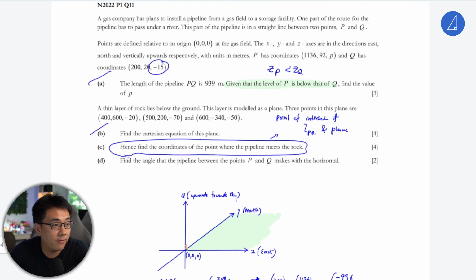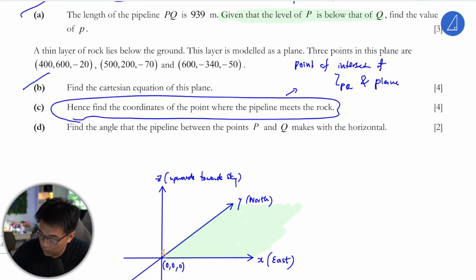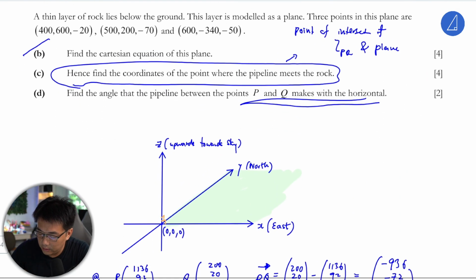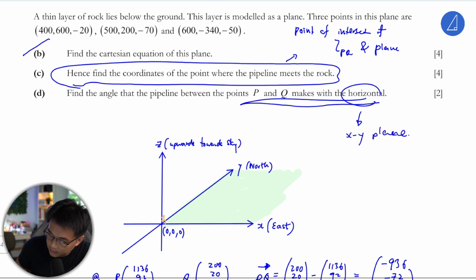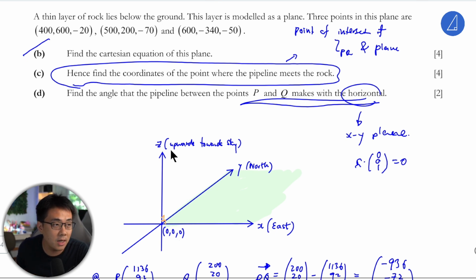So we look at the last part, find the angle between the line PQ and the horizontal. So essentially this is just the angle between the line and the plane. Horizontal is just the plane, the XY plane. The XY plane is just this plane here, the green color one, the floor. Meaning to say the XY plane is r dot (0,0,1) equals 0. The normal to the XY plane would be the direction pointing towards the sky or pointing below. It doesn't matter, but the easiest way is just taking (0,0,1) pointing upwards, right? So for the XY plane here.